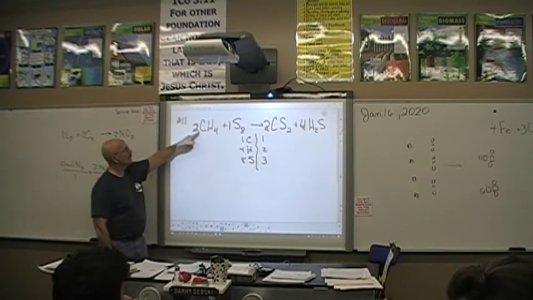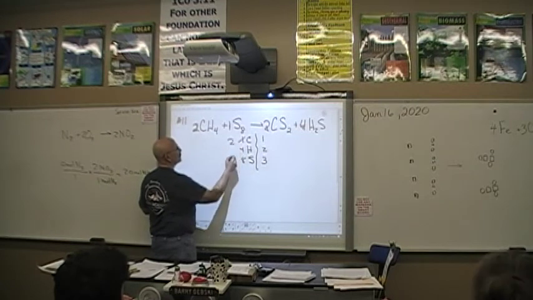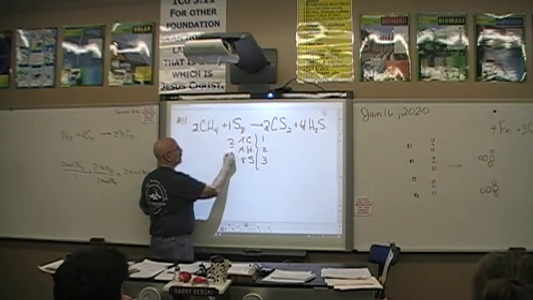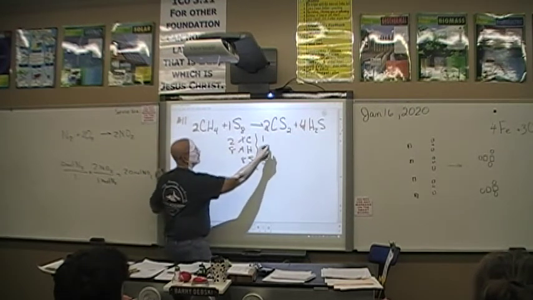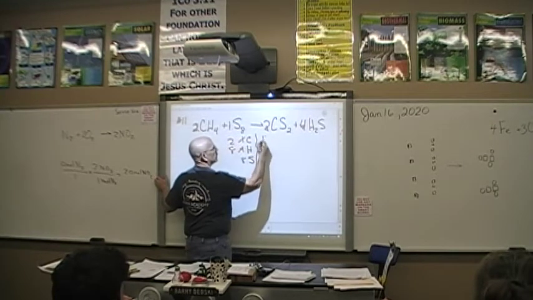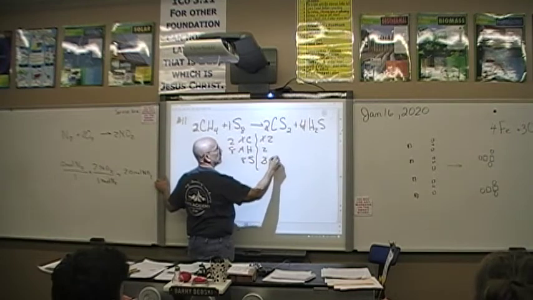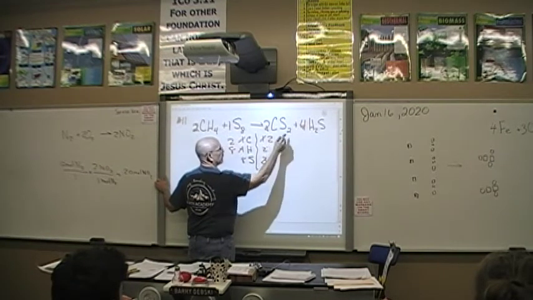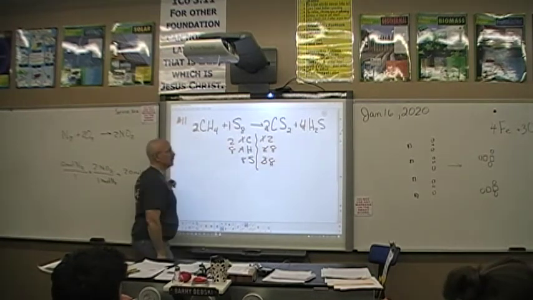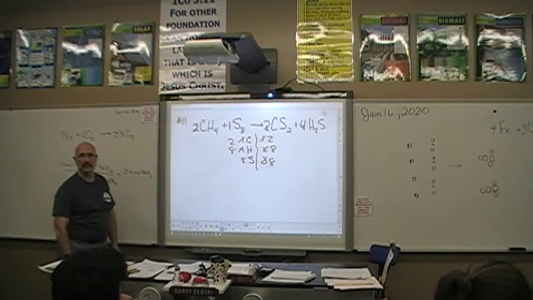So 2 carbons. Let's just make sure it works. This is what I did. 8 hydrogens and 8 sulfurs, 2 carbons. 4 plus 4, so that works out. And then 4 times 2 is 8. 2, 8, 8, 2, 8, 8. Step number 1, done. And that's the first question.